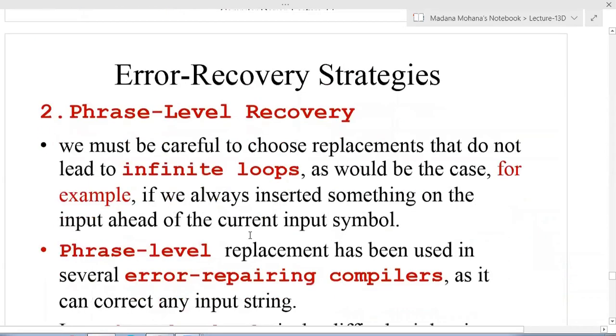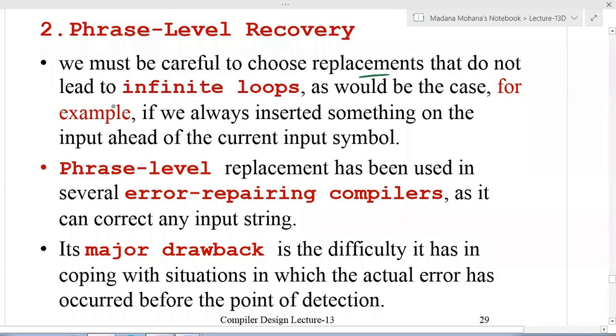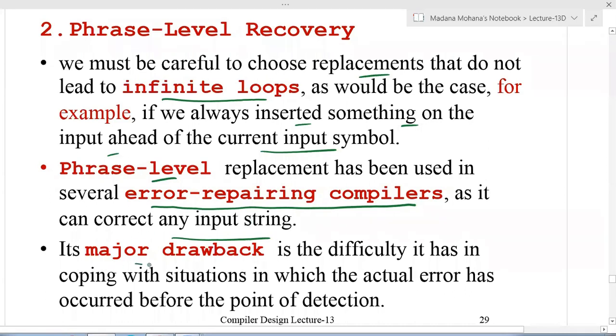Here we must be careful to choose replacements that do not lead to infinite loops, as would be the case, for example, if we always inserted something on the input ahead of the current input symbol. So while inserting or replacing, you take care of whether it leads to any infinite loop or not. Phrase level replacement has been used in several error repairing compilers as it can correct any input string. One of the major drawbacks of phrase level recovery is the difficulty it has in coping with situations in which the actual error has occurred before the point of detection.